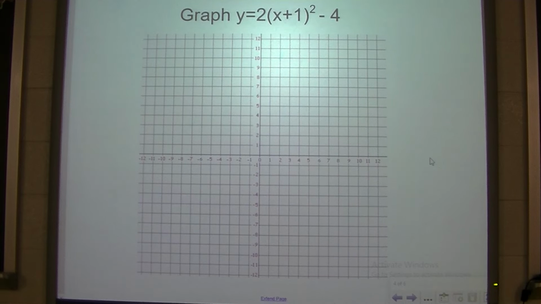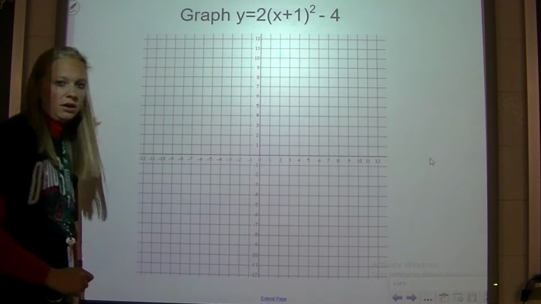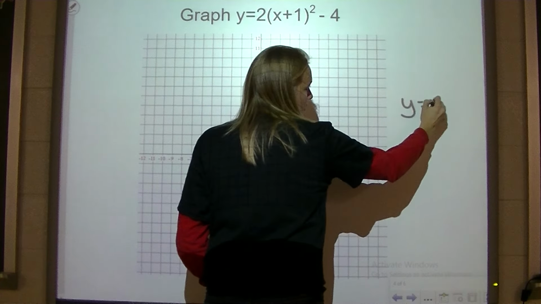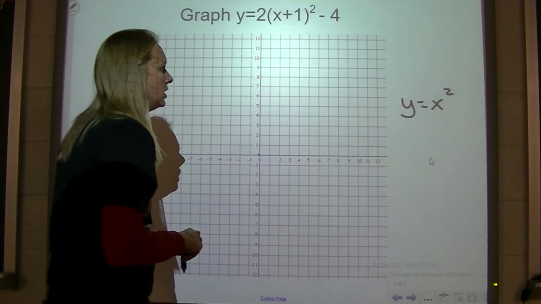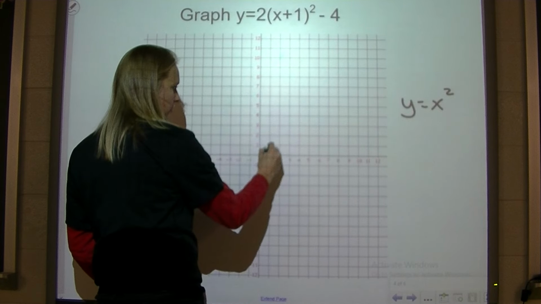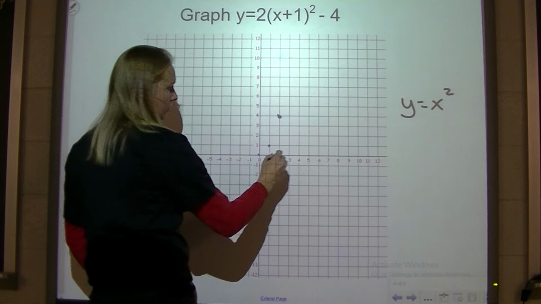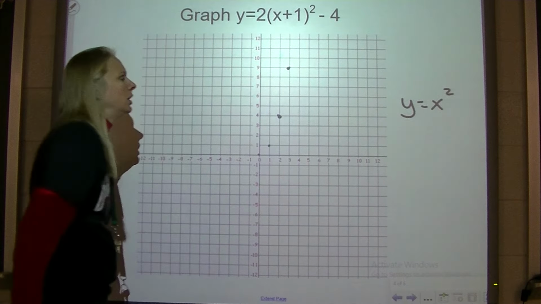Okay, so in your notes already, there's a couple things you learned. One, you learned the parent function of a quadratic equation. First of all, the parent function is y equals x squared. Your vertex is at (0, 0). The next point we can plug in, when x is 1, is (1, 1). When it's 2, 2 squared is 4. And then 3, it would be all the way up to 9 here for us.